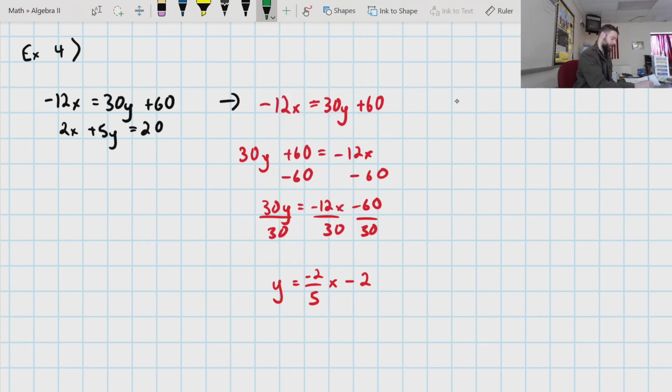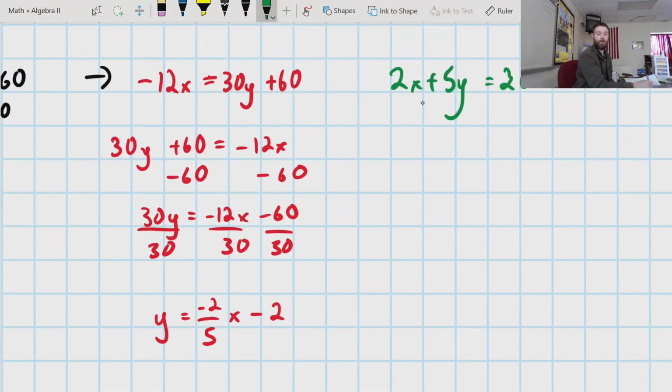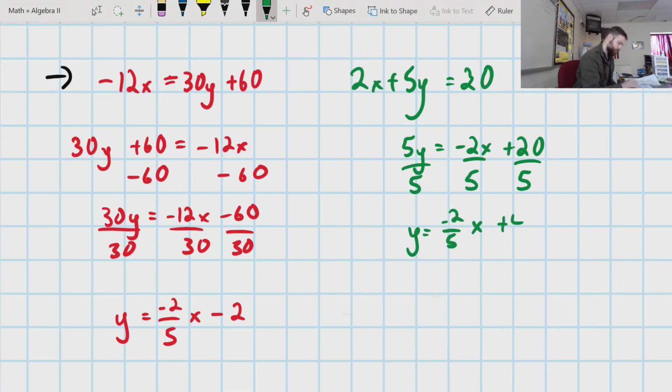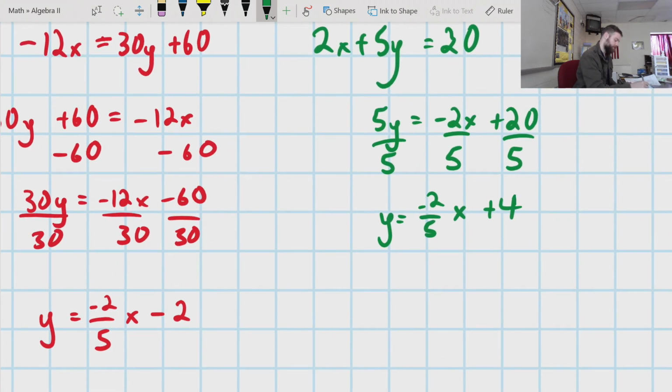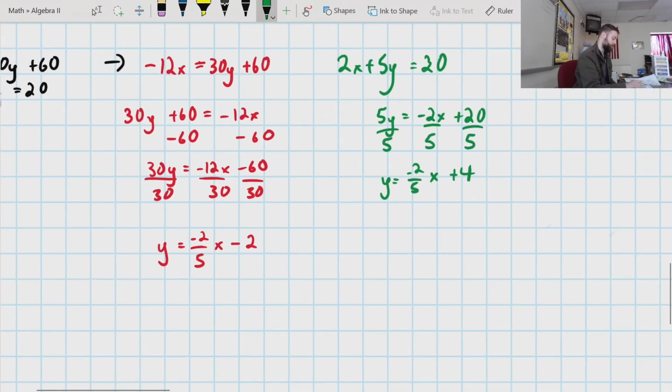And then over here, I've got 2x plus 5y equals 20. So what I can do is subtract 2x from both sides, so I get 5y equals negative 2x plus 20, and then I can divide every number by 5. So I get y equals negative 2 over 5x plus 4. And so you might be a little confused because these two graphs look very similar.